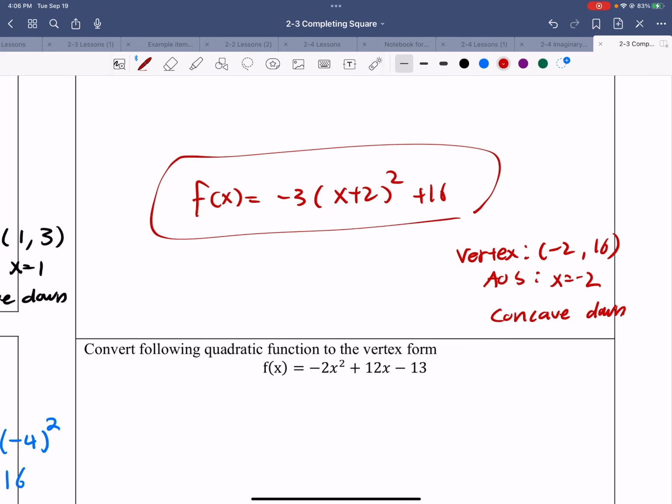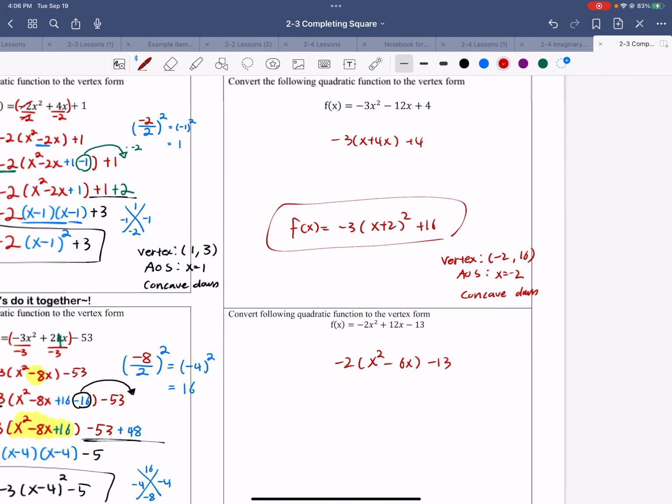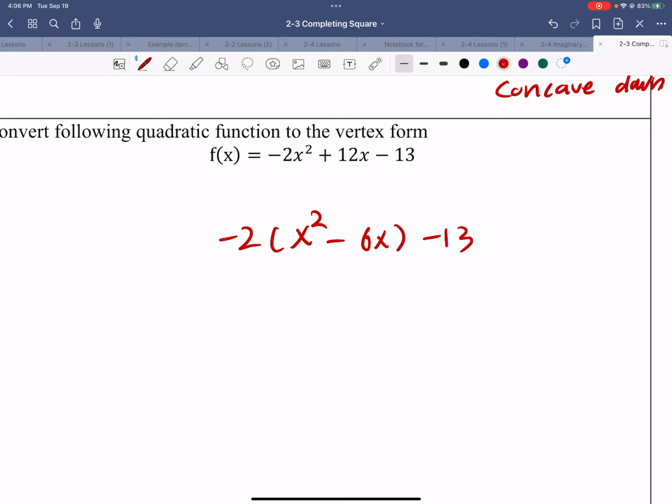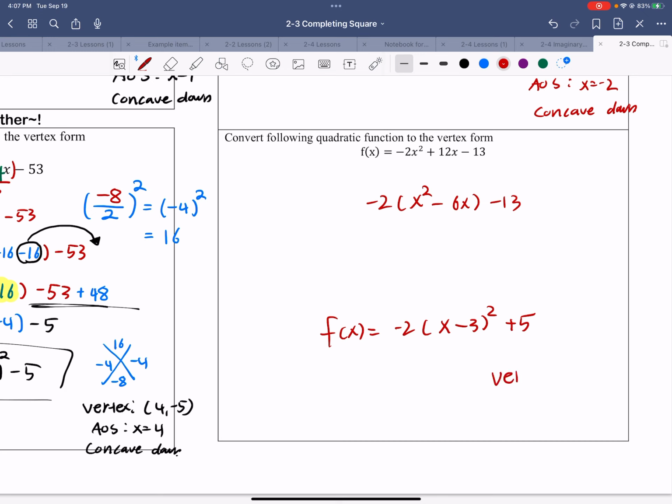Good. It's this. Second one. Wait, did I make a sign mistake? No. So this is going to be f of x equals -2, x minus 3 squared plus 5. And the vertex is going to be 3, 5. Axis of symmetry, x equals 3, and concave down as well.